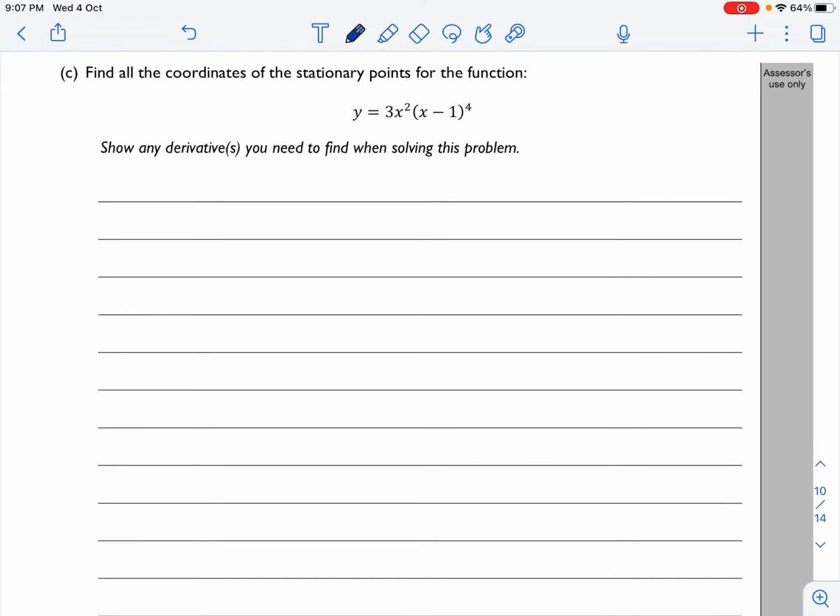So this is question 3c. We're finding the coordinates of the stationary point. So what we want is y dash equal to 0 to find those. Let's have a look at this function. We've got two things here that multiply together, so we're going to be using the product rule.